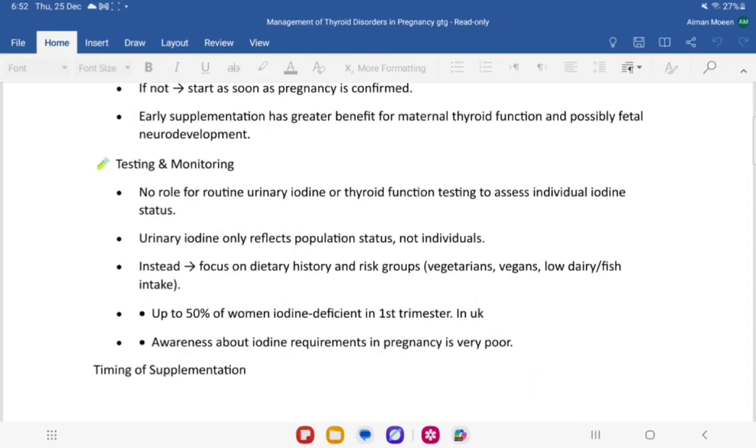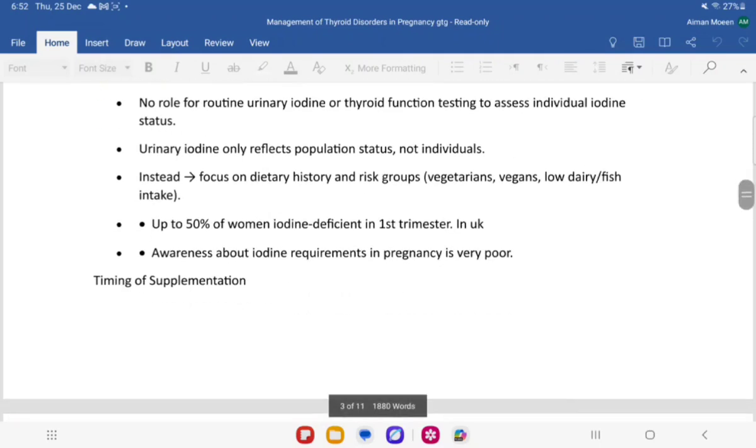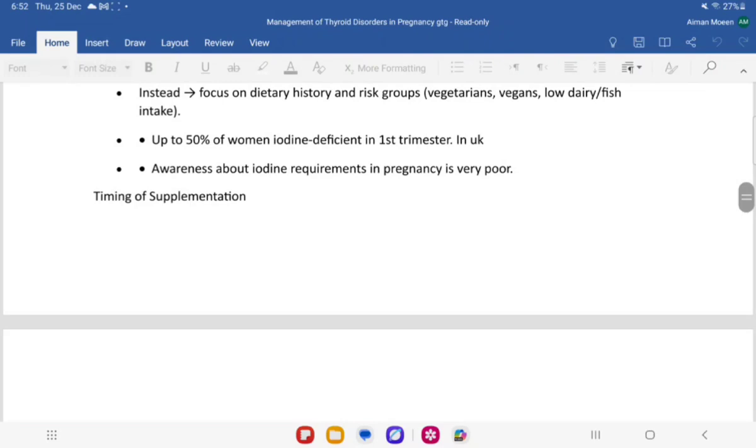So sometimes they debate about whether universal testing should be done during pregnancy, because a lot of females in the UK are iodine deficient. So there is a debate. Some say it should be done, some say there should not be universal testing. Up to 50% of women are iodine deficient in the first trimester in the UK, so there is no consensus upon whether all women. So for all women, no screening for iodine deficiency at the start of the pregnancy.